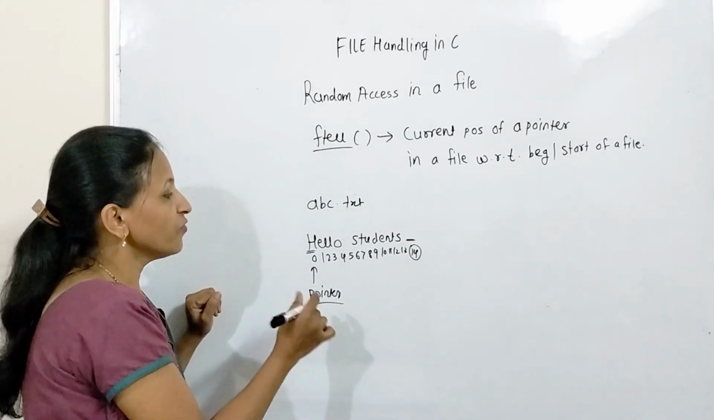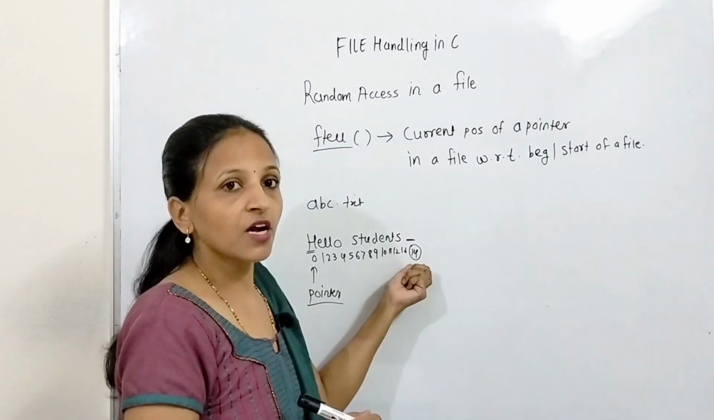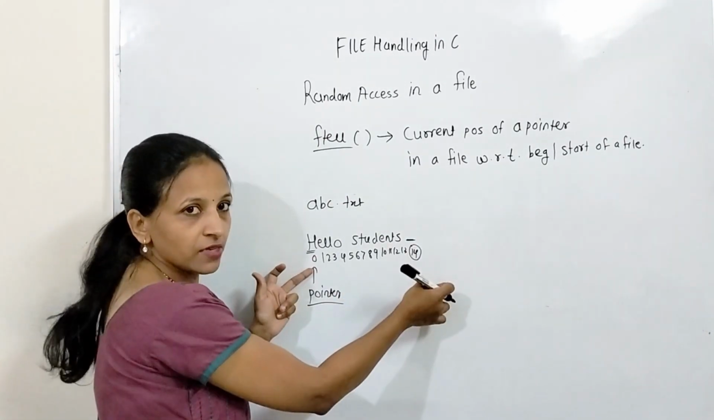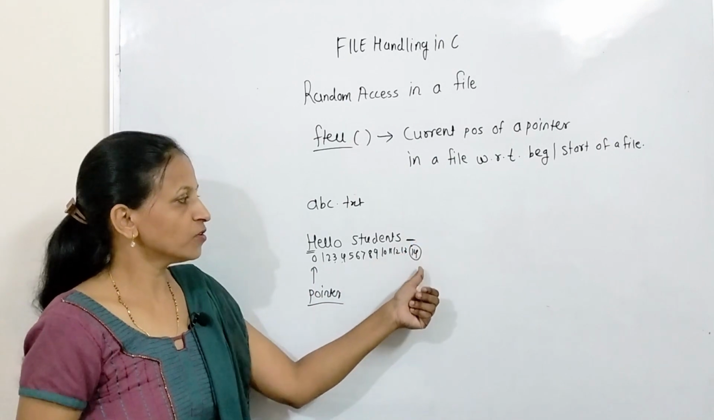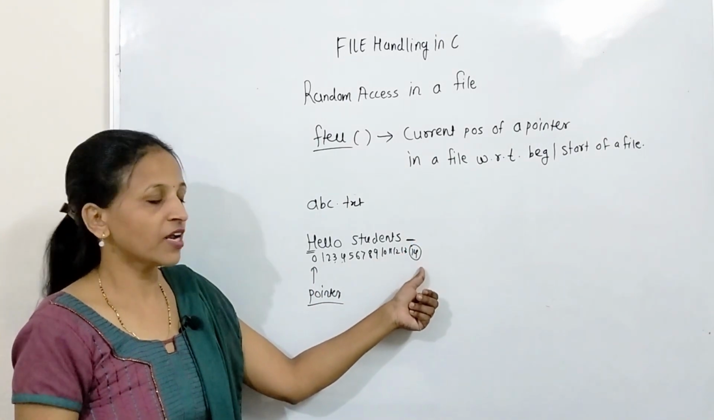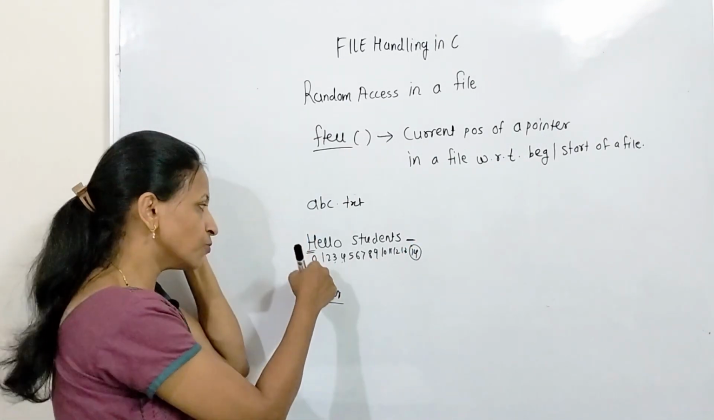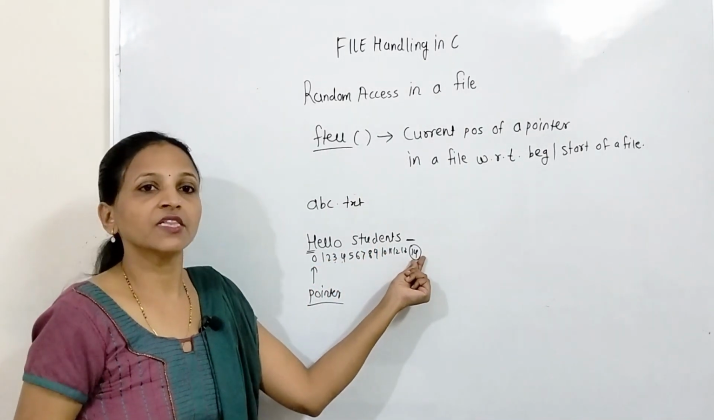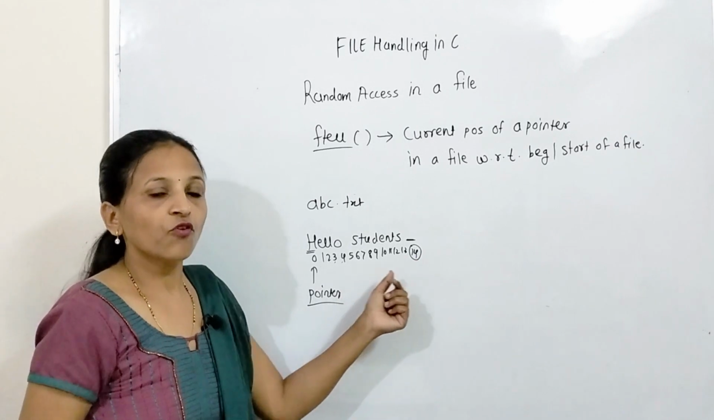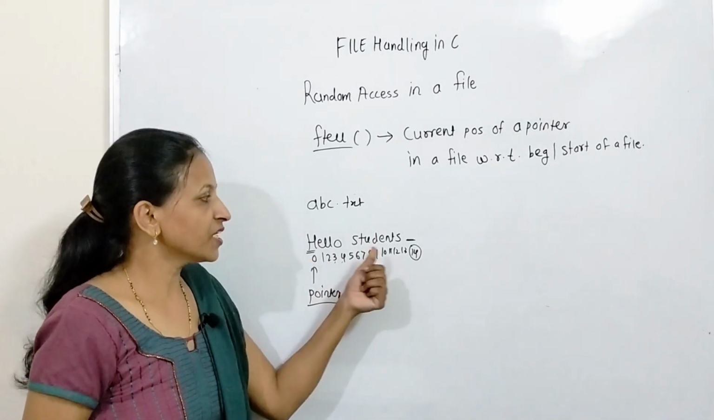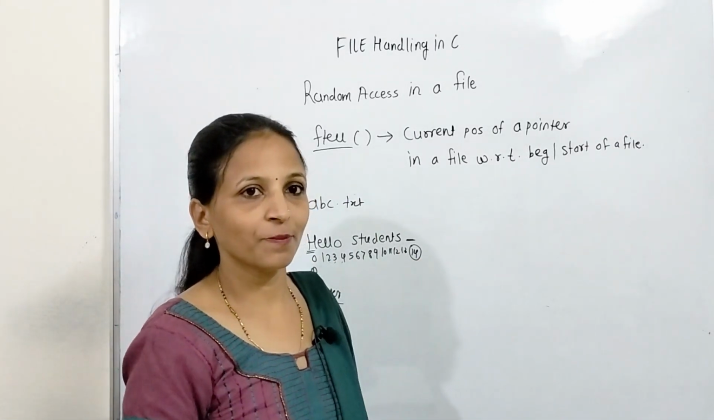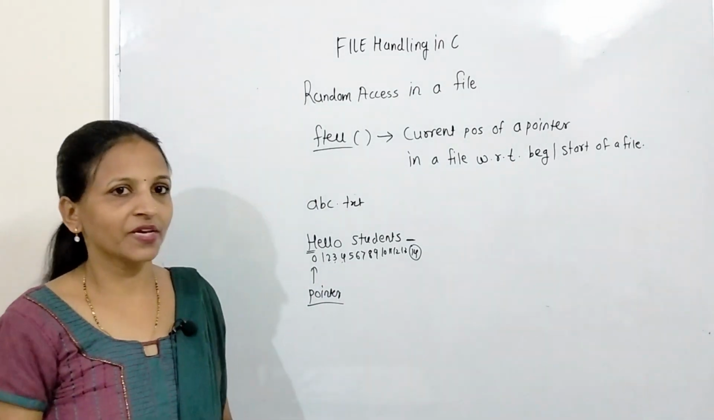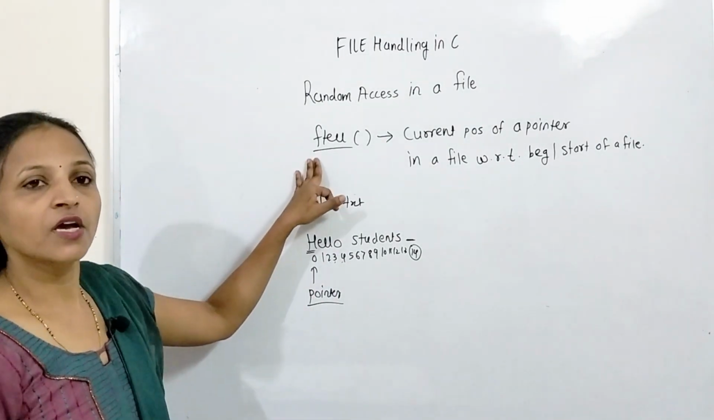Now see, the counting starts from the beginning. If you want to go to where the file pointer currently is, you have to move forward that number of places indicated by this index. With respect to the beginning it will tell you the byte number, as the counting starts from the beginning. This is only about the ftell function.